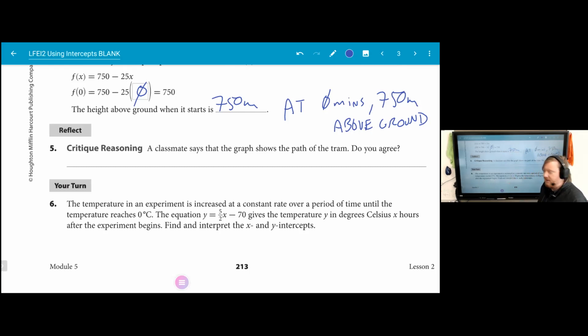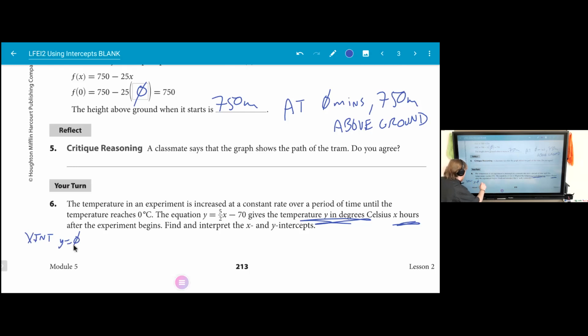Now that you're back, the temperature in an experiment is increased at a constant rate over a period of time until the temperature reaches 0 degrees Celsius. The equation y equals 5/2 x minus 70 gives the temperature y in degrees. So we know our y values are degrees and x is hours. After the experiment begins, find and interpret the x and y intercepts. Let's do the x-intercept first. The x-intercept, once again, is when y equals 0. Y equals 0, solve for x.